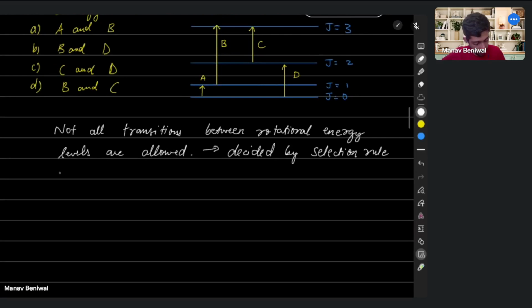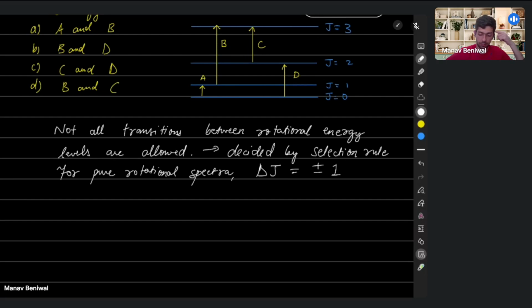And the rule is, for pure rotational spectra, delta J should be plus minus 1. So this means that in a rotational transition, the rotational quantum number J can only vary by plus 1 or minus 1. So J can vary by only 1. Either it can increase by 1 or it can decrease by 1, not more than that.